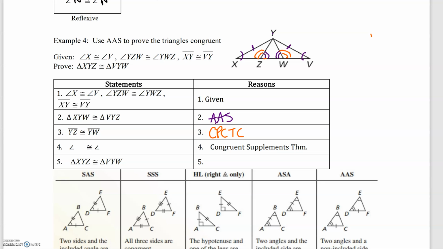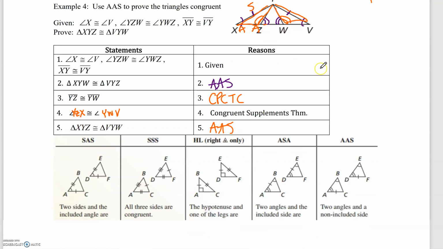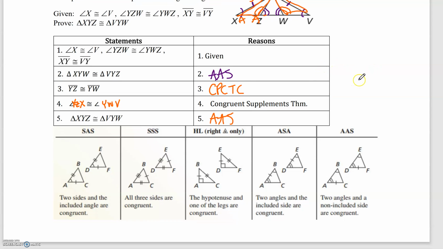So here and here. And so that is going to be angle YZX congruent to YWV. And why are these triangles congruent? Again, we have an angle and a side. So it's this triangle here on the side and this triangle here on the side. Angle, angle, side. Again, way more involved than what you're going to see on a quiz or test, but just kind of throwing that out there.